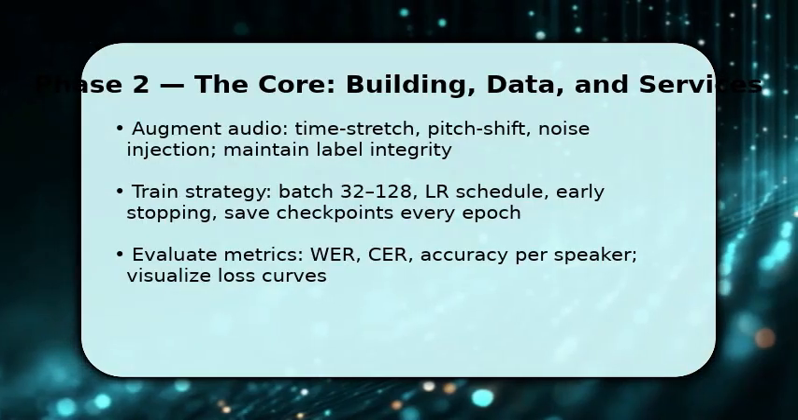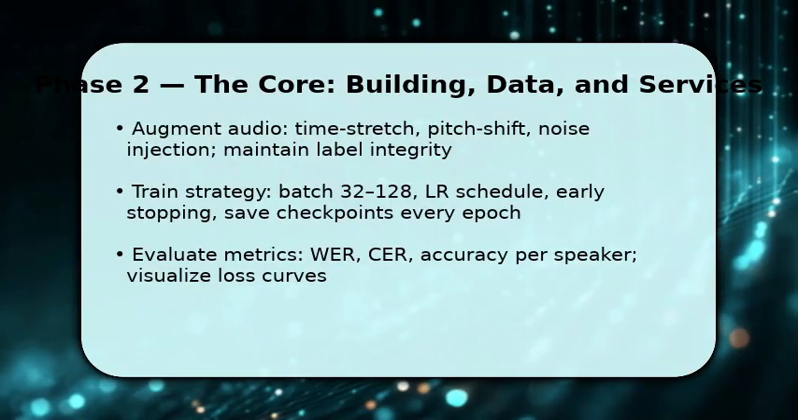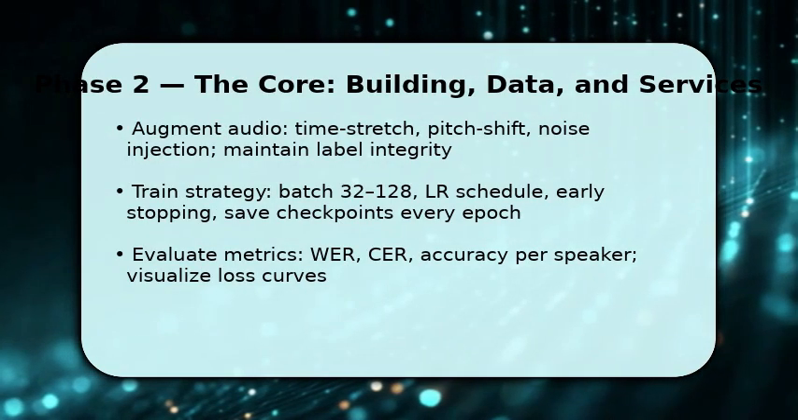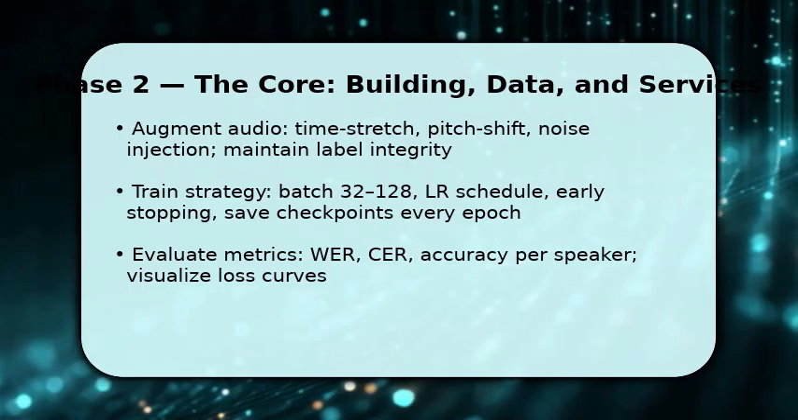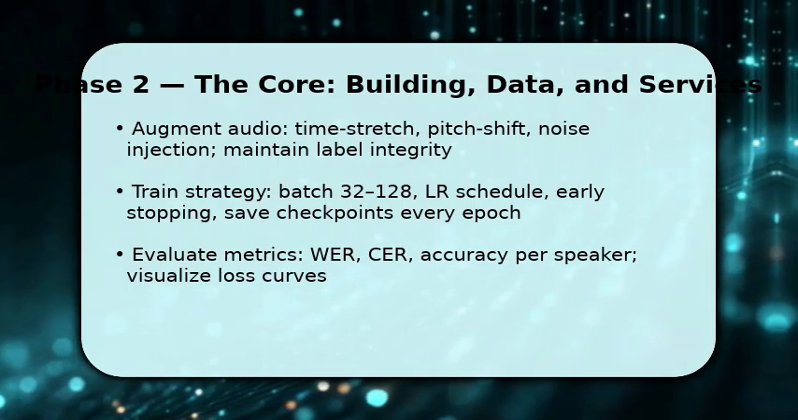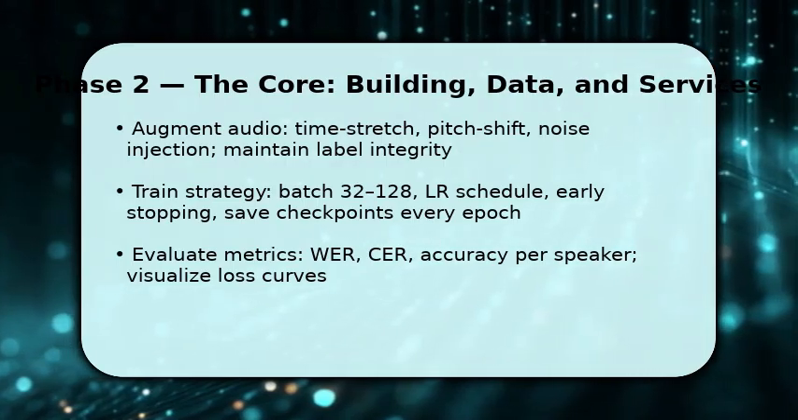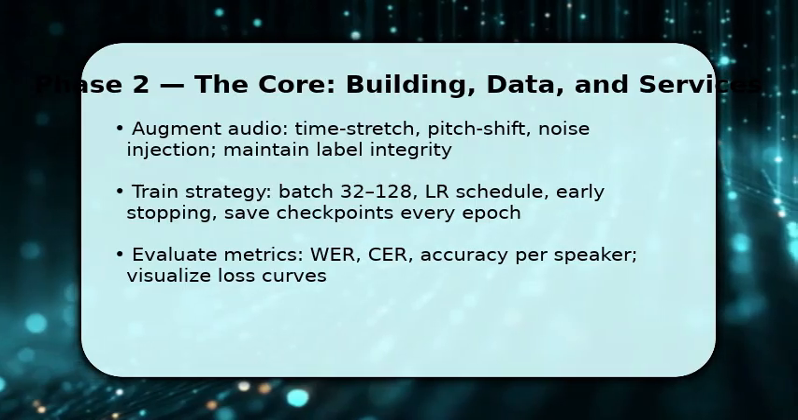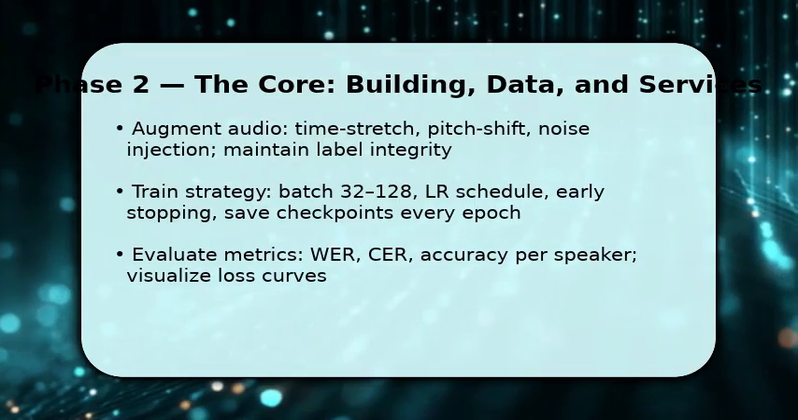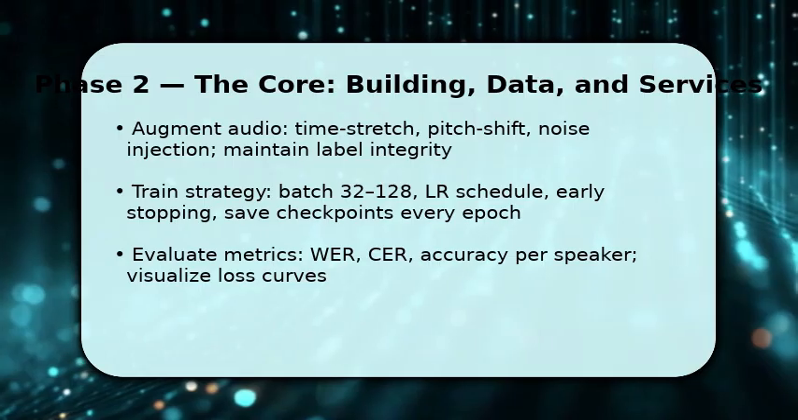You perform augmentation next to improve robustness. Apply time stretch, pitch shift, and noise injection while keeping labels accurate. Once augmented, define training strategy. Use batch sizes between 32 and 128, a learning rate schedule, and early stopping. Make sure to save checkpoints each epoch so you can roll back.